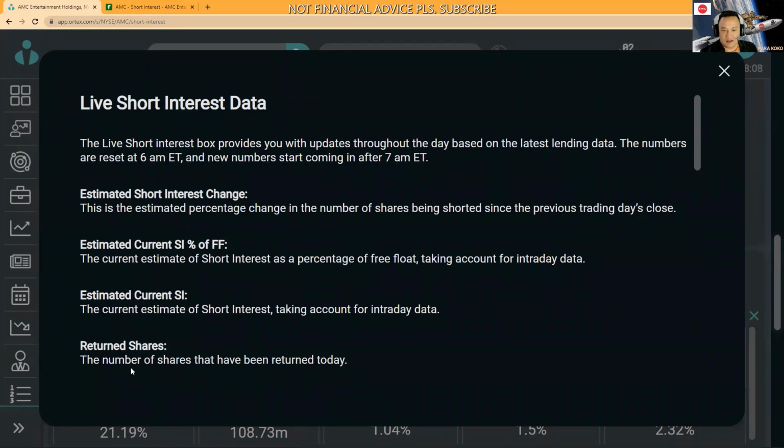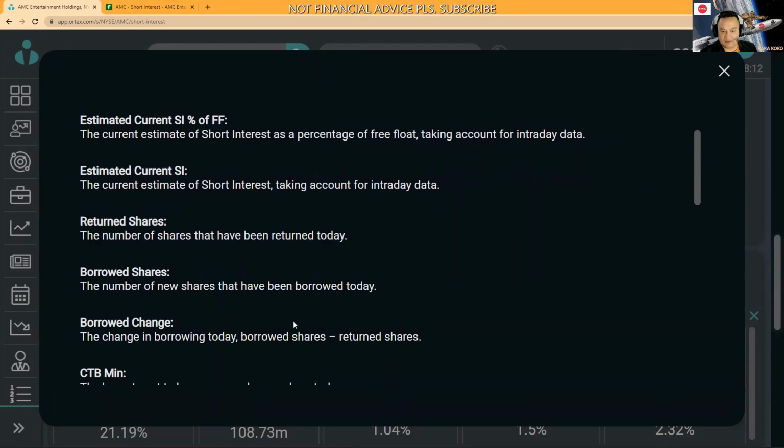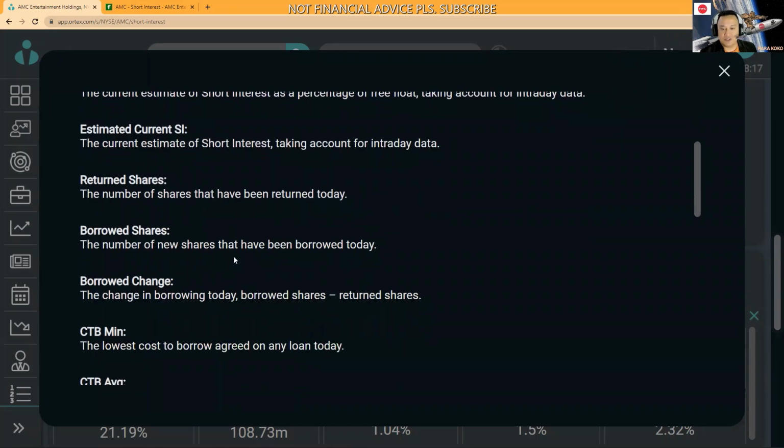Returned shares: the number of shares that have been returned today. Borrowed shares: the number of new shares that have been borrowed today.